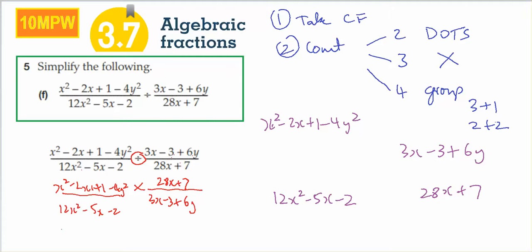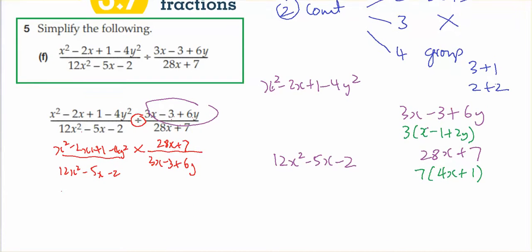So what methods can I use to factorise these? Looking at this one here, I've got the possibility of taking out a common factor of 3. Looking at this here, I've got the common factor of 7. Looking at this one down here, I've got a crisscross because I've got 3 terms.